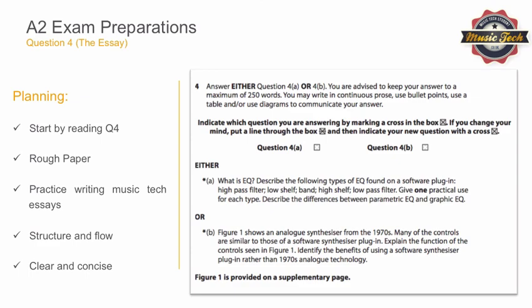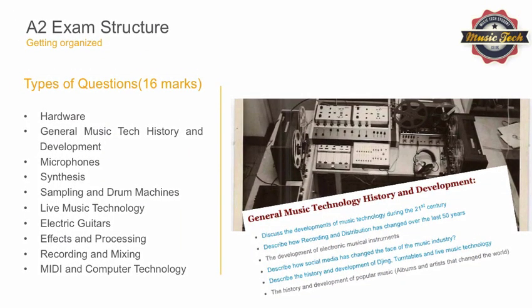Write clear and concise. So the types of questions that you could be asked for question 4. The first one is hardware. Now, what tends to happen? The last 2 or 3 years, there's been one question for hardware and there's been one question for the history and development. Now, the hardware, they give you a picture normally and they say to you, okay, explain what each of the parameters on this picture do.